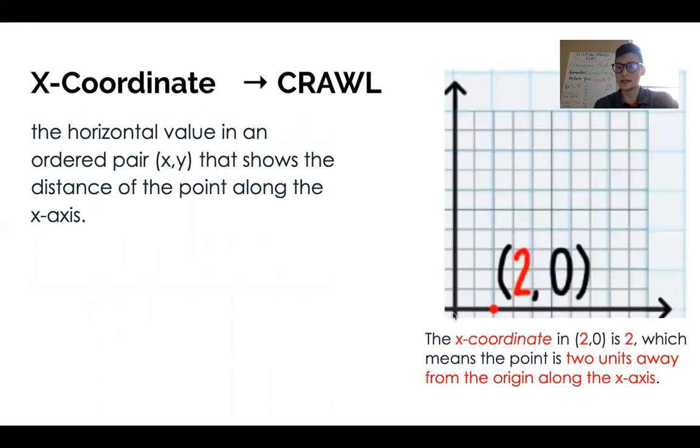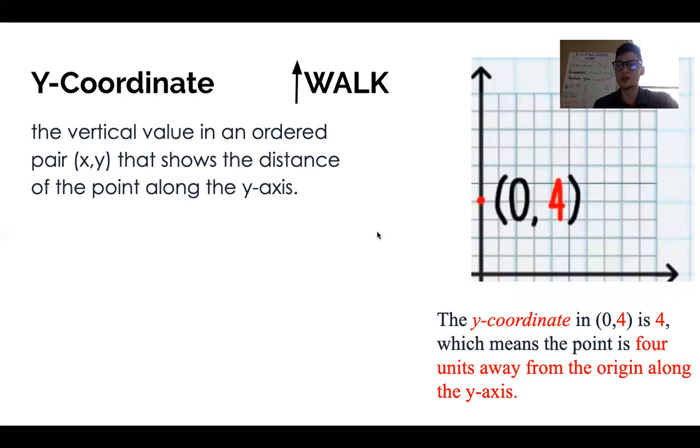Again, the x coordinate is on my horizontal axis. That is how much I am crawling. Remember, crawl before you walk. It's the horizontal value in an ordered pair that shows the distance of the point along the x-axis. My y coordinate is how much I am then walking up my y-axis. The y coordinate is the vertical value in an ordered pair, (x, y), that second value in the parentheses that shows the distance of the point along the y-axis.